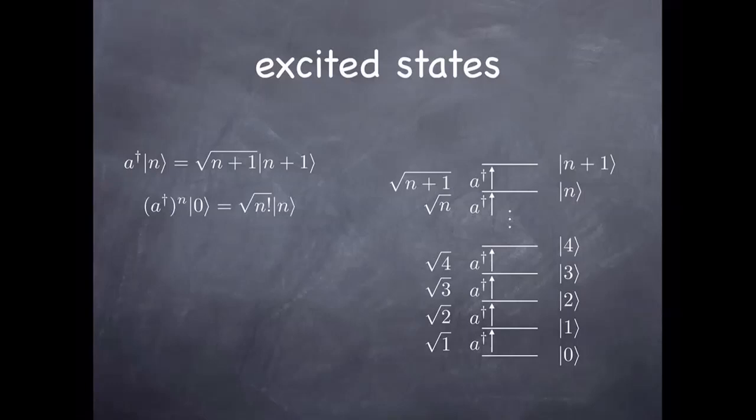So dividing both sides by square root n factorial, now I know how state n is defined using the creation operator acting on the ground state n times, together with this normalization factor. So what that means is that we know A dagger can be written as x and x derivative. We have worked out what the ground state wave function is with a Gaussian form.